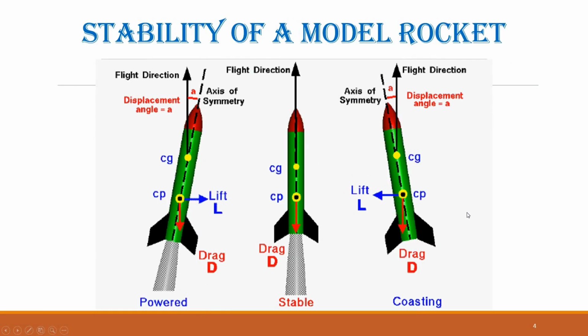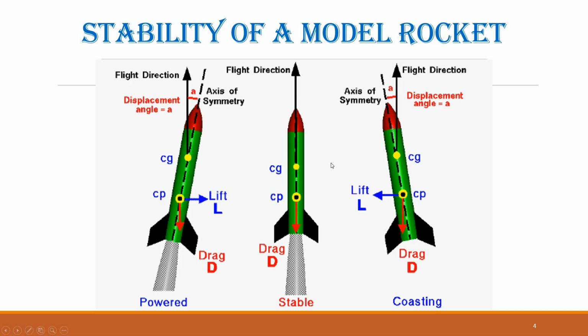Stability of a model rocket. During the flight of a model rocket, small disturbances such as gusts of wind or slight variations in thrust can cause the rocket to wobble or change its orientation, also known as its attitude in flight. Like any object in motion, a model rocket rotates about its center of gravity, CG, which is the point where the rocket's mass is balanced.